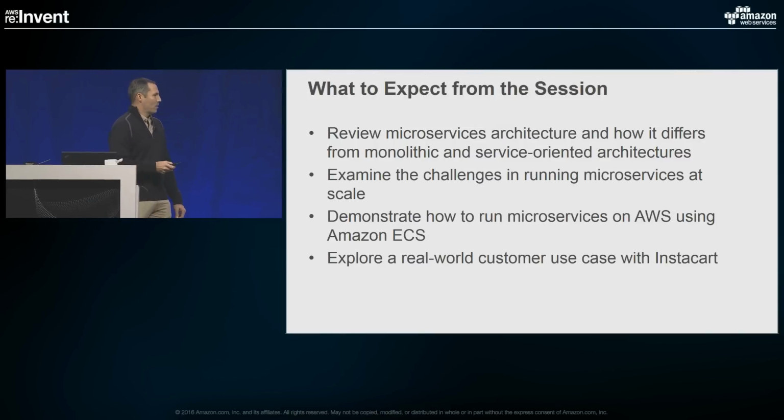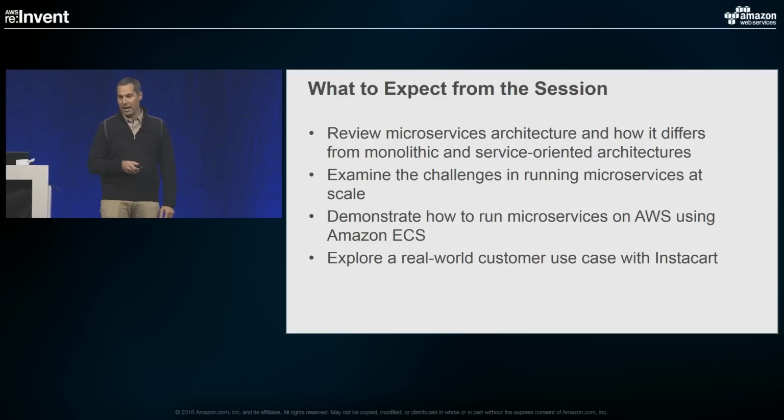So today we're going to talk about a few things. First, we'll review microservices, and we'll talk about how it differs from monolithic architectures. We'll examine some of the challenges in running these microservices at scale. One of the things you'll notice when you're running lots of different services is that as you begin to scale them out, it literally becomes impossible to do things manually. We'll talk a little bit about how you can run these microservices on ECS, and then we'll explore the Instacart use case.